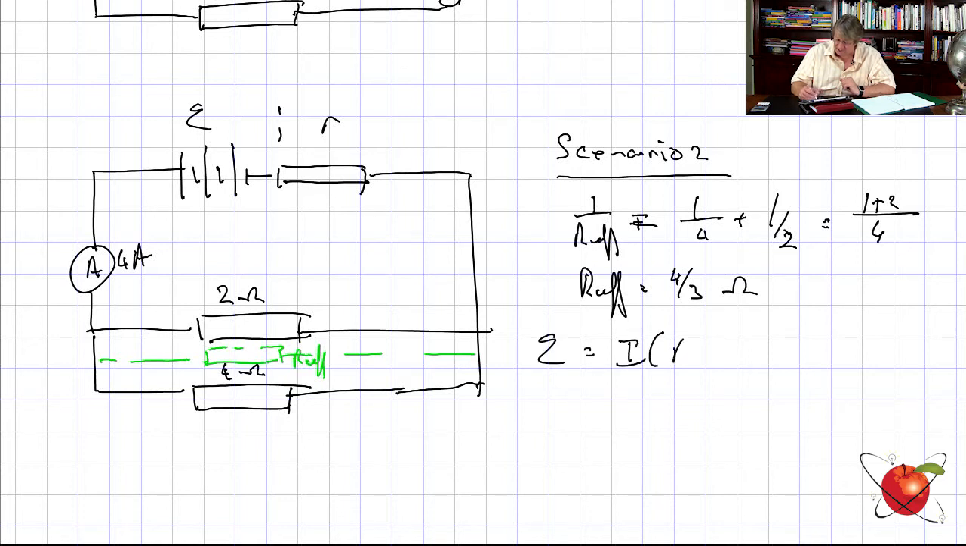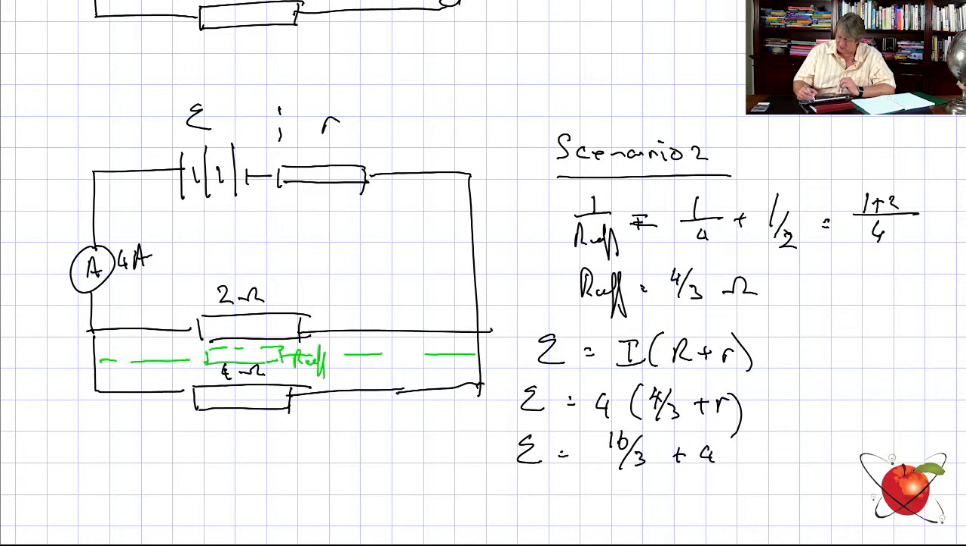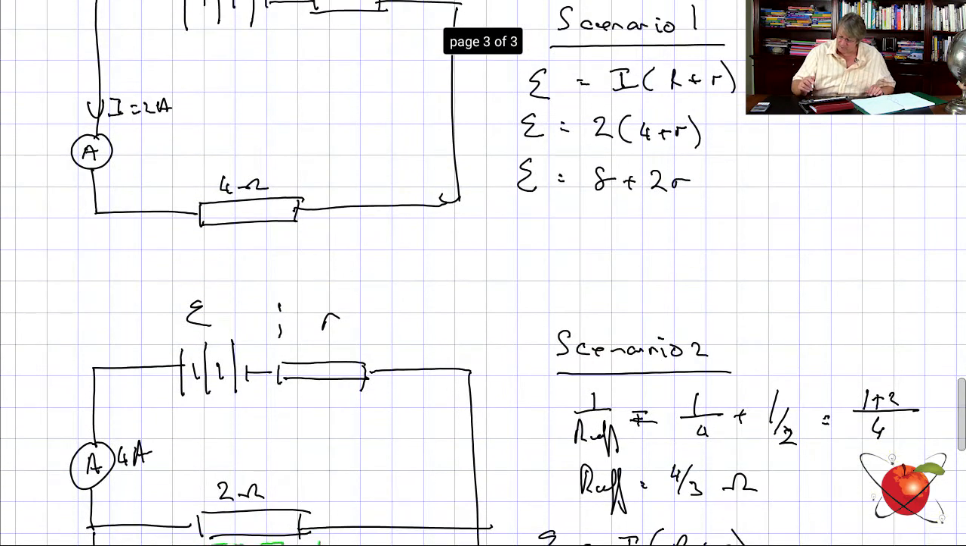Now I can apply my EMF formula. EMF is equal to I times R plus little r. So the EMF is equal to, I is 4, times 4 over 3 plus r. So EMF is going to be equal to 16 over 3 plus 4r. This is equation number 2, and this one is equation number 1.